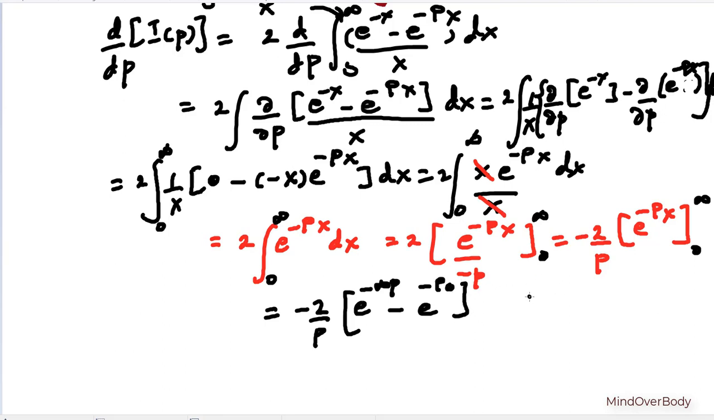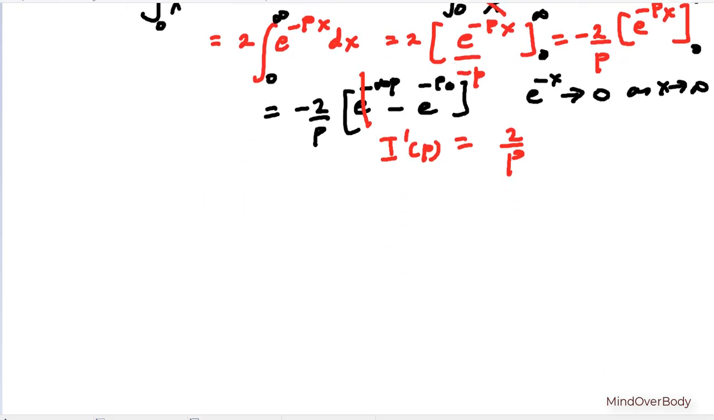Now when x is tending to infinity, e raised to the power of negative px will tend to 0. So the first term vanishes, but the second term will give me 1. That would mean I have 2 over p, right? Negative will become positive. Now what is on the left hand side? On the left hand side you have I dash of p. This is what you've got.